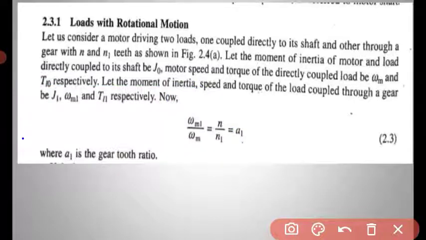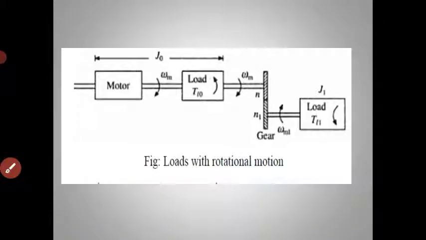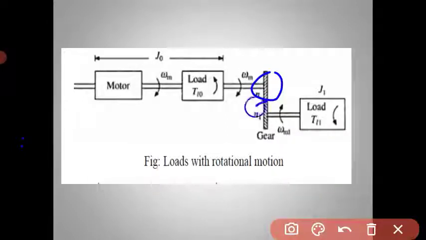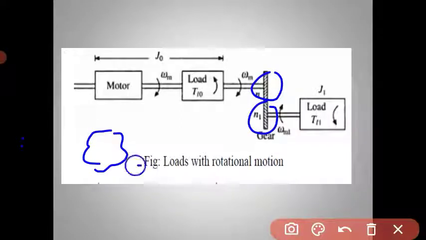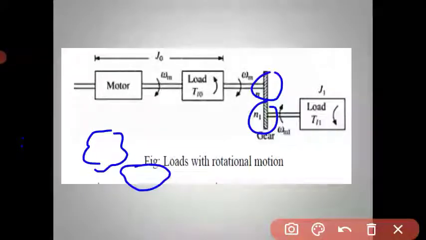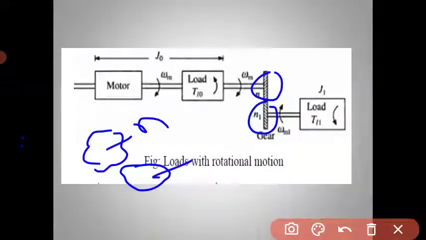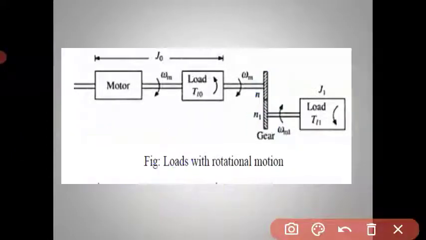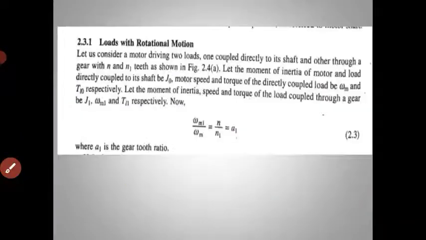Number of teeth in n means, here I will show you. I will go back. N means here, n1 means here. So it will be like that. There will be a gearing system. I will draw here. This number of teeth is n and this number of teeth is n1. So the ratio of n by n1 is A1, where A1 is the gear tooth ratio.